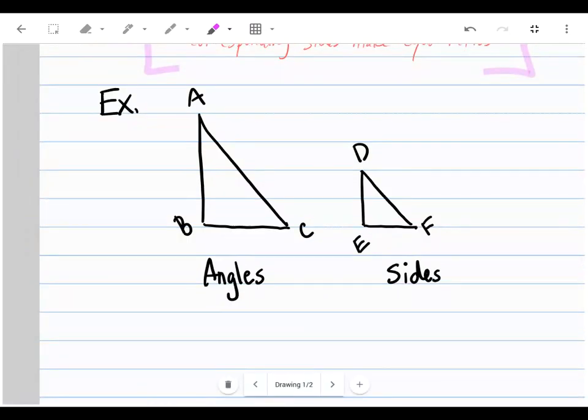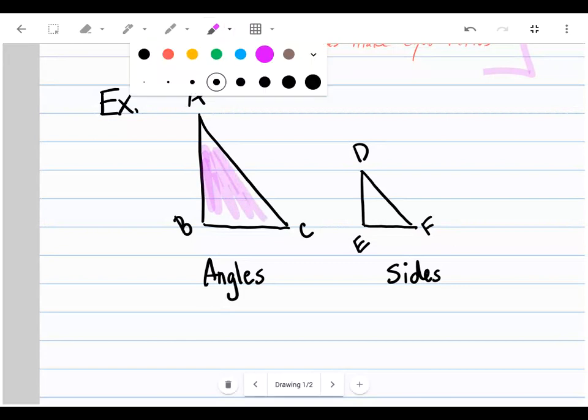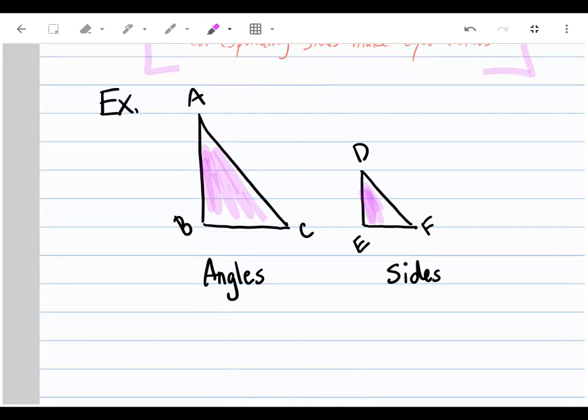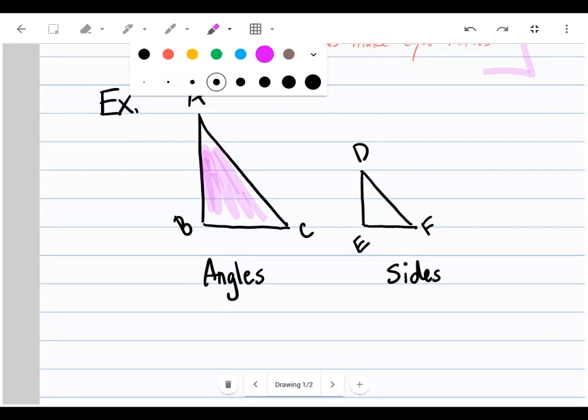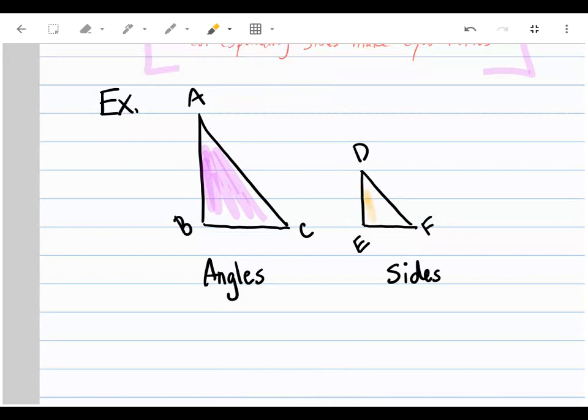Our example here that I'm using for similar figures will be these two triangles. We have this triangle over here, and then we've got another triangle over here that's a little bit smaller. Now notice they are two different sizes. Well, that didn't work out very well, did it? They are different sizes, but they are the same shape.